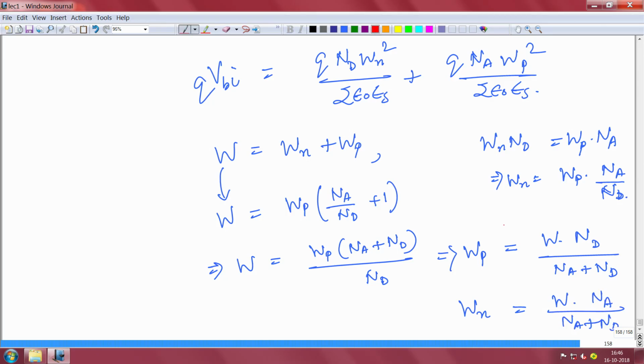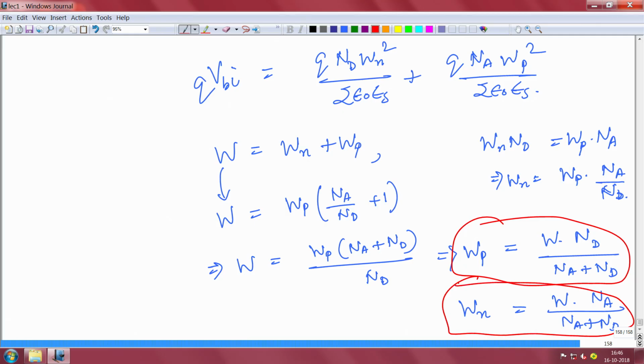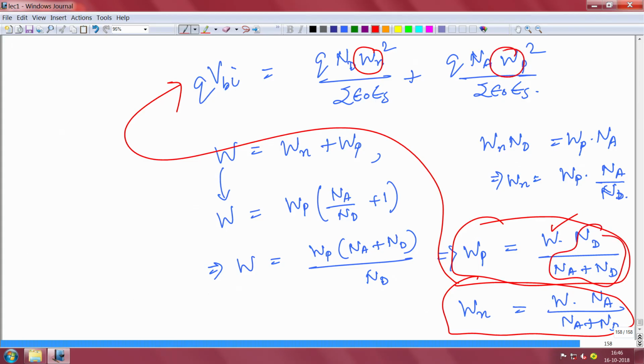So I can put both of these values into this expression. I am substituting for Wp and Wn as a function of W. If I do that, then on the left hand side I have the built-in voltage. On the right hand side I have the doping Na, Nd and all the epsilons, but there is no Wp and Wn. Everything is expressed in terms of W. Then I can express a relation.